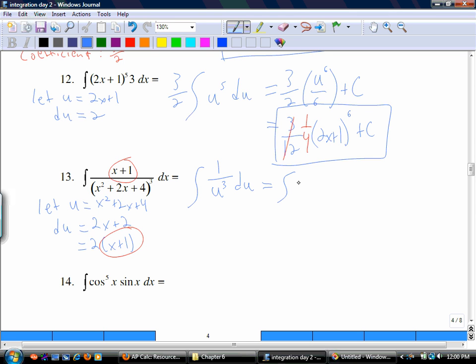Okay? I could rewrite that if I wanted to as u to the negative 3 du. Oh, sorry. 1/2. Yeah, sorry. That's what you're trying to say, Lucas, right? So 1/2 becomes 1/2 bracket. I get u to the negative 2 over negative 2. That can be rewritten as negative 1 over 4. U was x squared plus 2x plus 4 to the power of 2, and it goes on the bottom of the fraction because I have a negative exponent. Plus c.